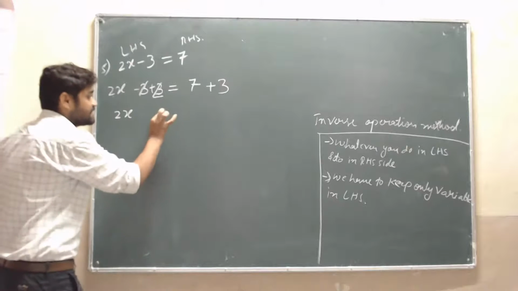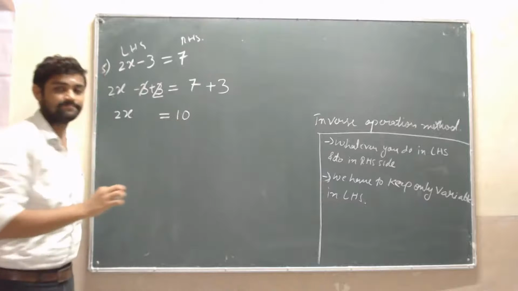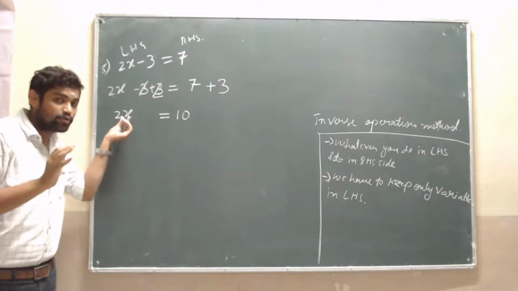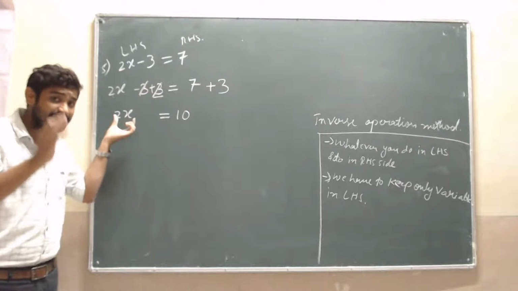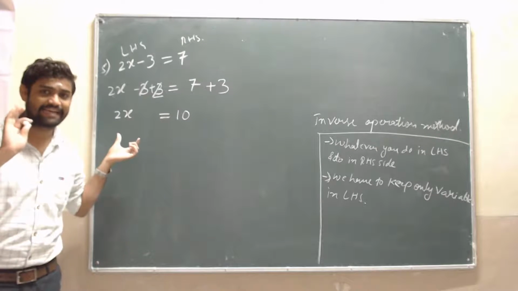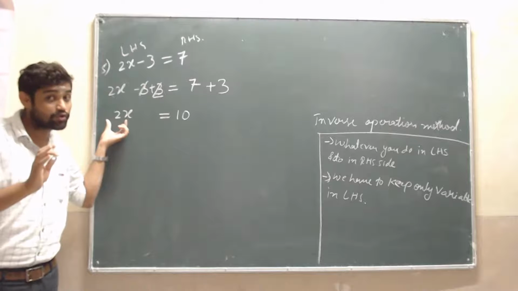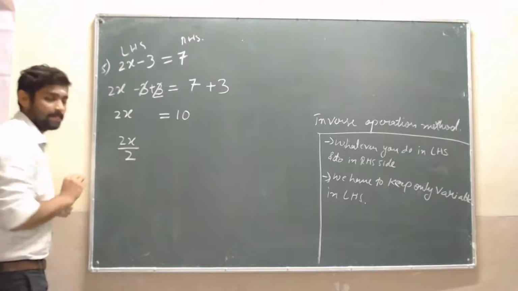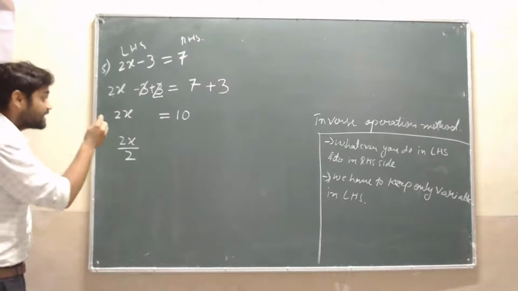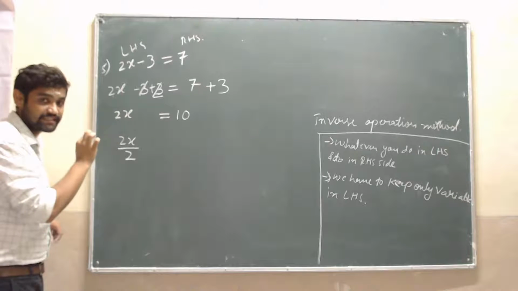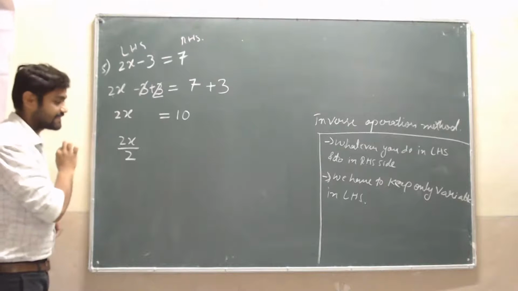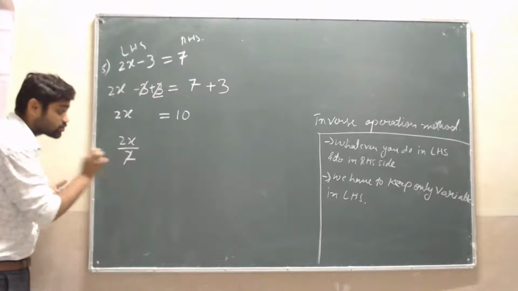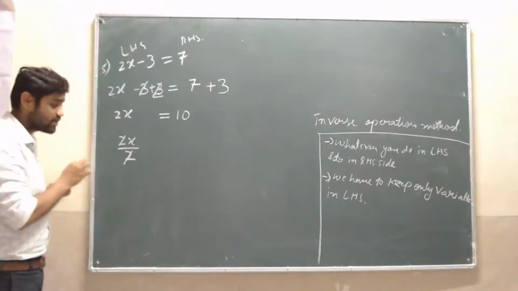Don't worry. See here, 7 plus 3 is 10. In solving, we want only the variable value, that is the x value. Here it is 2x. Then we have to keep only the variable on the LHS side. So to keep only the variable on the LHS side, what do we have to do? I will divide by 2. See here, we have 2 as coefficient to x. To remove this 2, I will divide by 2. This 2 gets cancelled, and only x remains here.